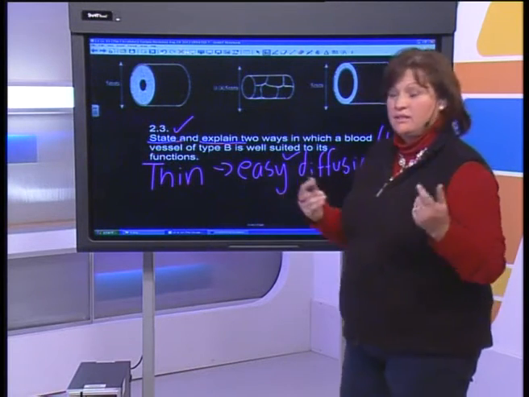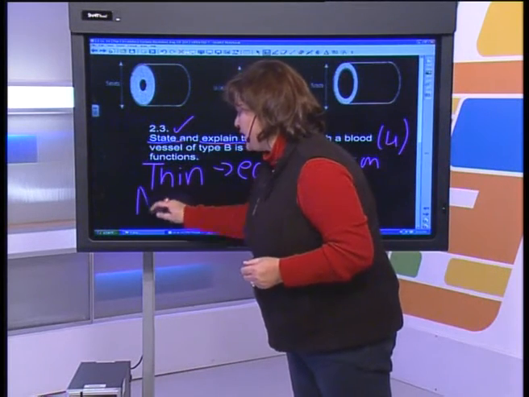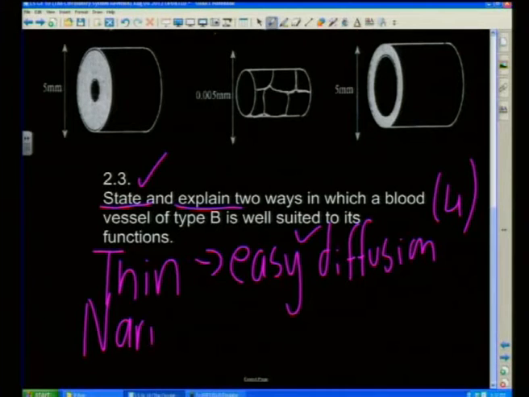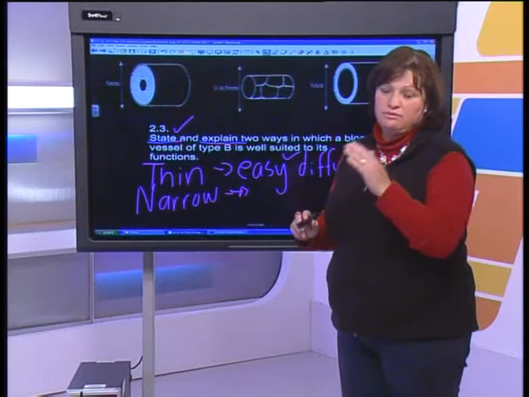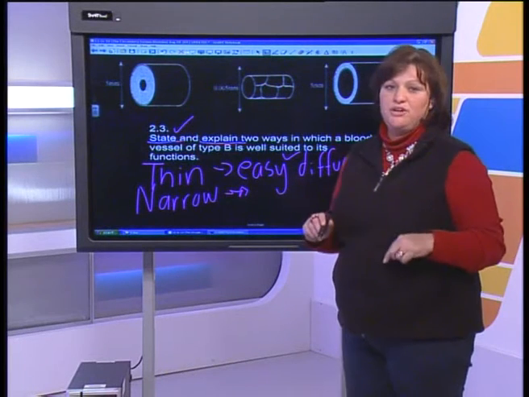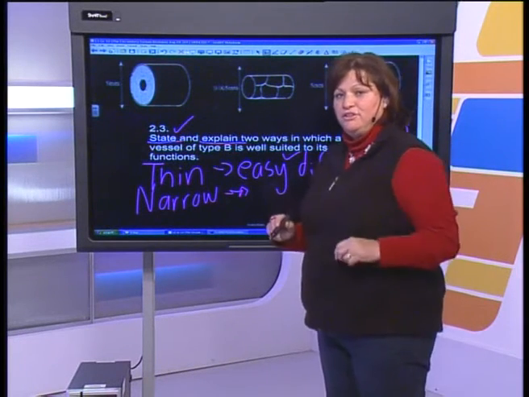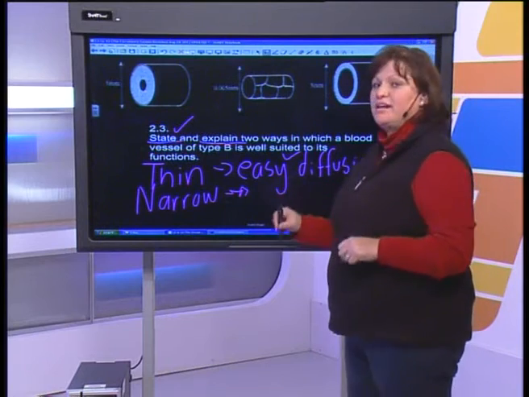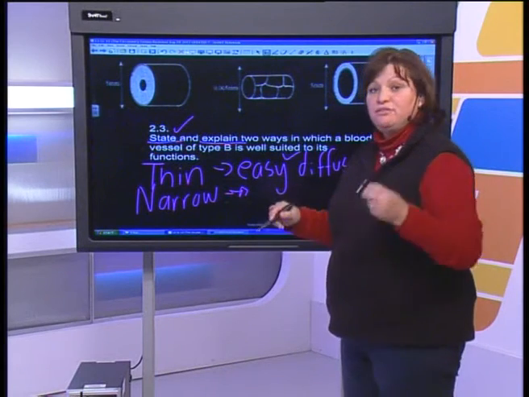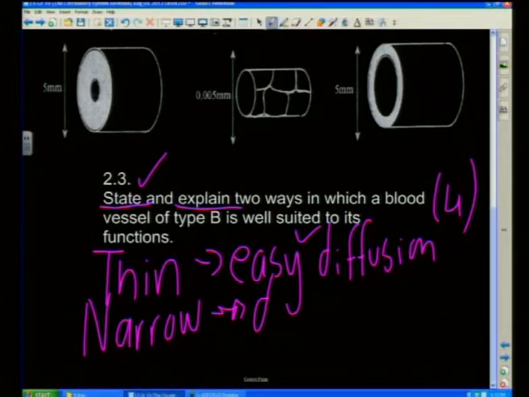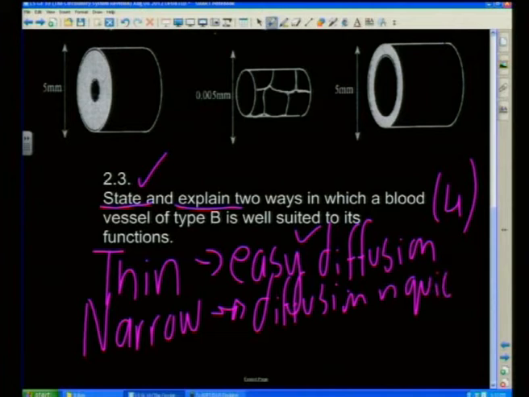What do you think the next thing would be? We could have a variety here. How about narrow? All right, they are very, very narrow. In actual fact, red blood cells can fit through single file. And why is that very important? If it can fit through single file, it makes diffusion far more quick and fast, or more efficient is a word that you can use.